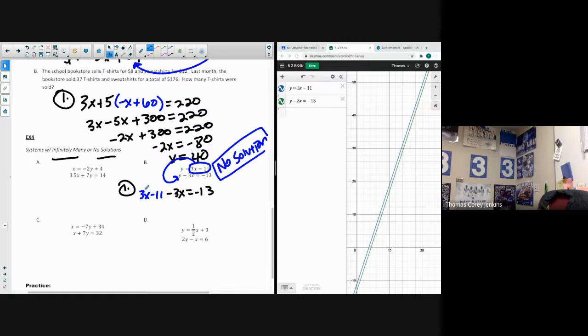Combine your like terms. On this side, 3x minus 3x is 0. So really this just says negative 11 equals negative 13. Sorry, that should be equals. There are no variables left to balance this out, and it's not true. So this work now matches this answer.